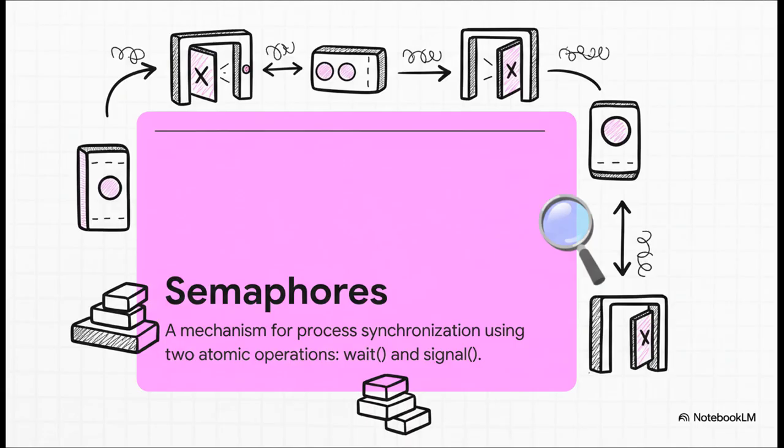Now, building on top of that hardware bedrock, we get to one of the most famous tools in the box, the semaphore. The easiest way to think about a semaphore is as a kind of digital gatekeeper. It has a counter, and it controls access using two main commands, wait and signal. When a process wants to get into the critical section, it has to call wait, and when it's all done, it calls signal to let the gatekeeper know it's leaving.